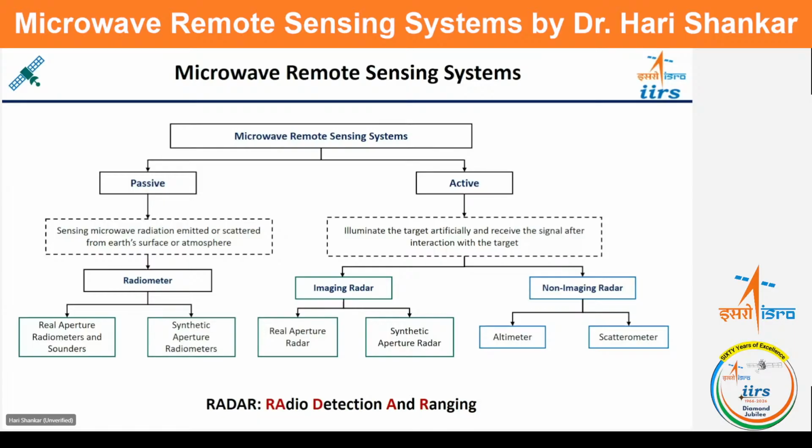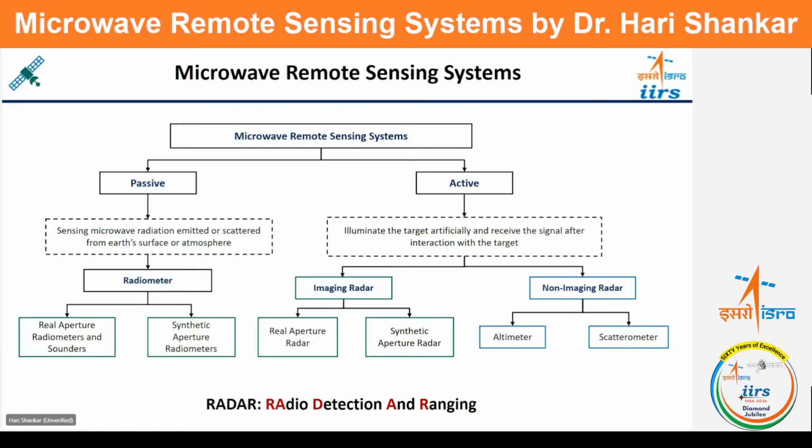In imaging radar, again, there are two types. One is called real aperture radar, RAR, and the other is called synthetic aperture radar, that is SAR. Real aperture radar is directly related to the antenna length of the radar. If the actual, real antenna length is used for the acquisition of the images, then it is called real aperture radar images.